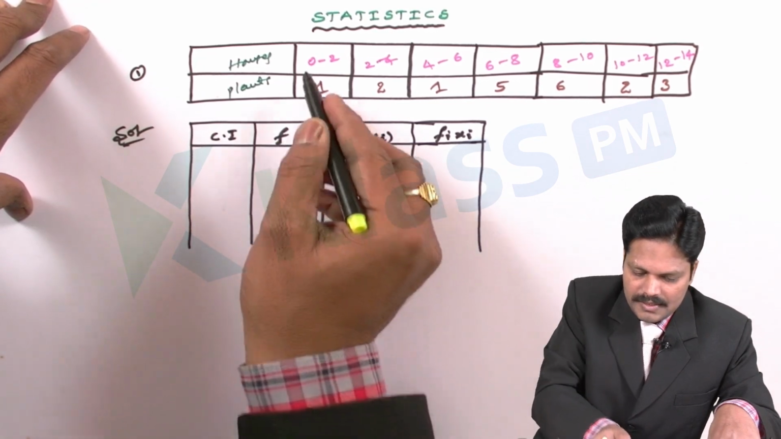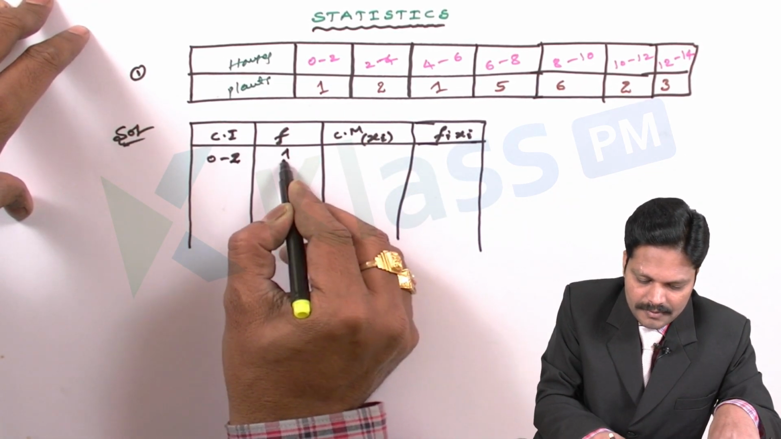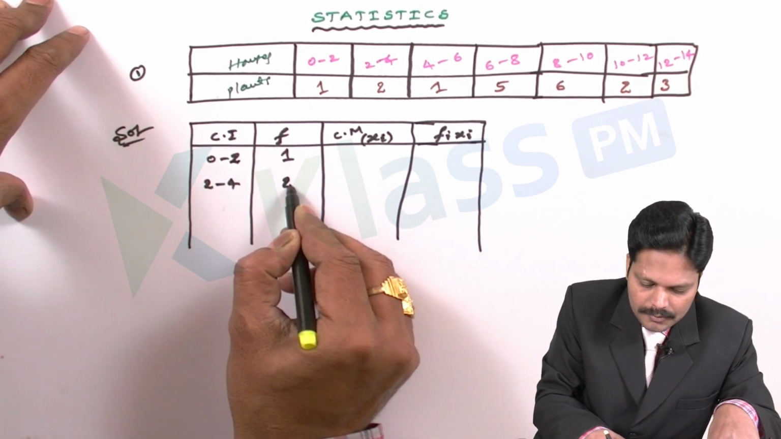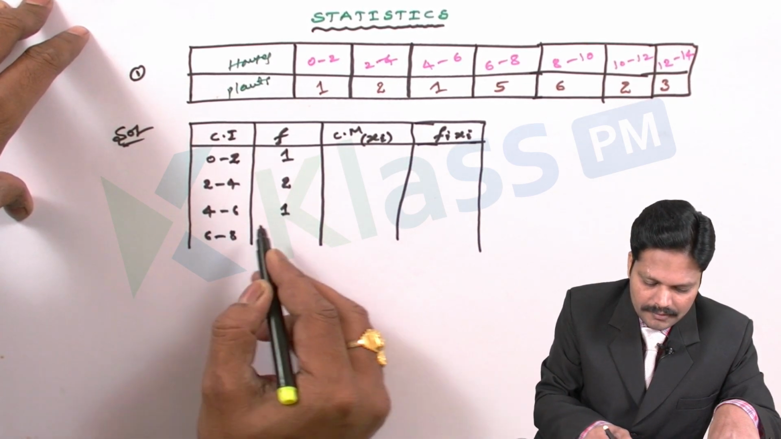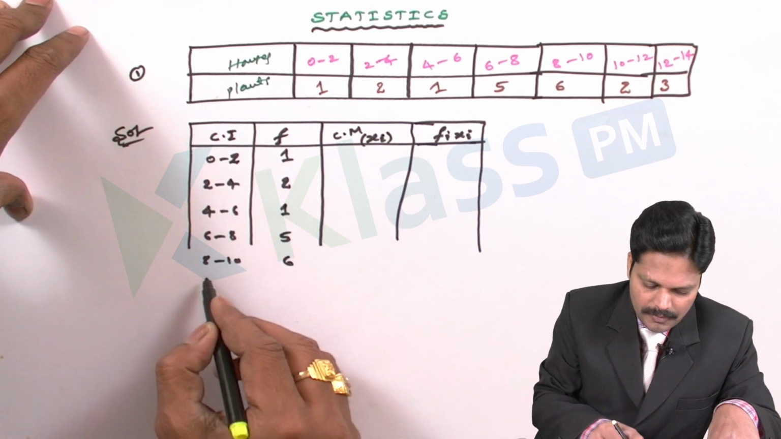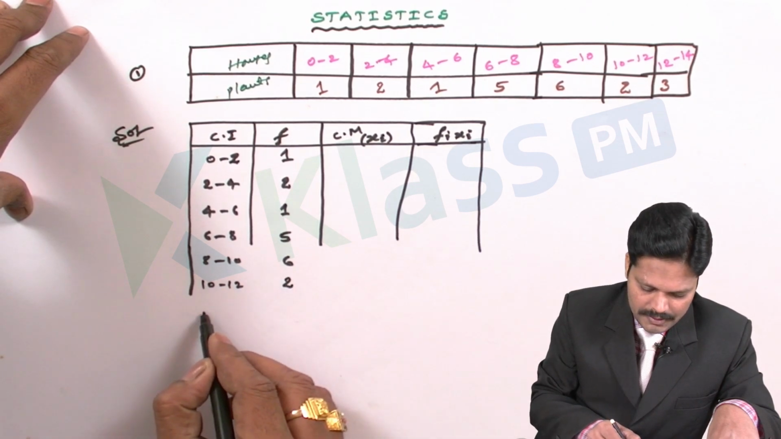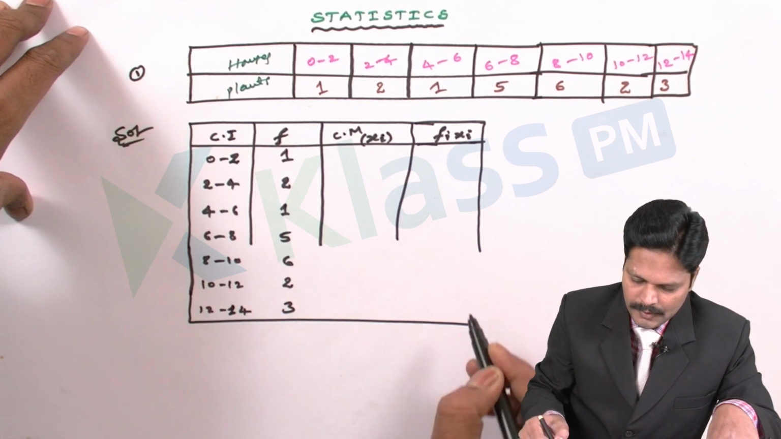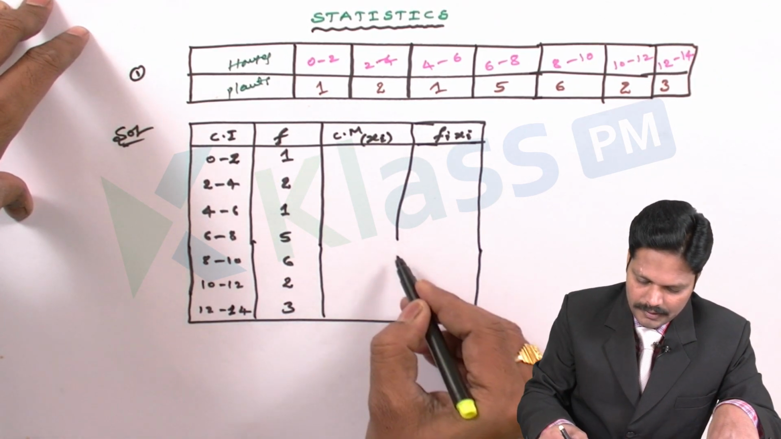So for class intervals, we take 0 to 2 and the frequency is 1 plant, 2 to 4 we are having 2, 4 to 6 we are having again 1, 6 to 8 we are having 5 plants, 8 to 10 we are having 6 plants, 10 to 12 we are having 2 plants, and 12 to 14 we are having 3 plants. In this manner we need to arrange the data to get the result.